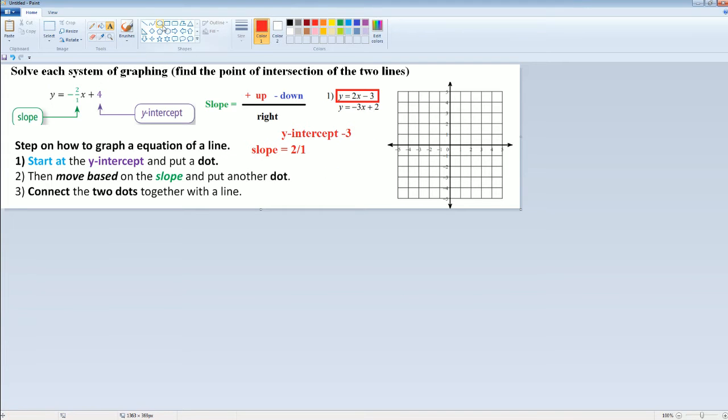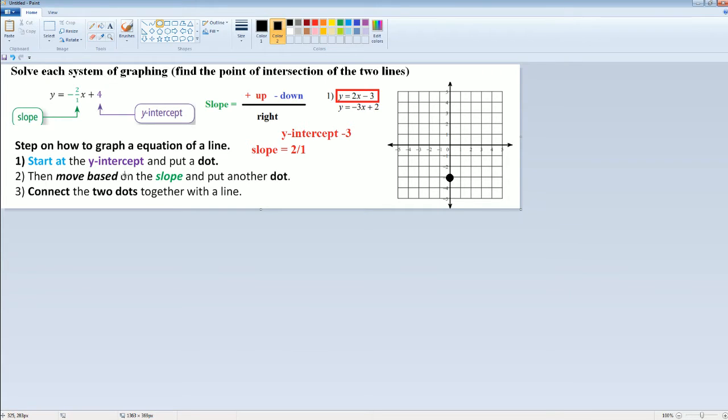Alright, so let's do this. First of all, we are going to put a dot at the y-intercept. Here, the y-intercept is -3. So -1, -2, -3, right there. That's where I'm going to put my dot, because the y-intercept here says -3.